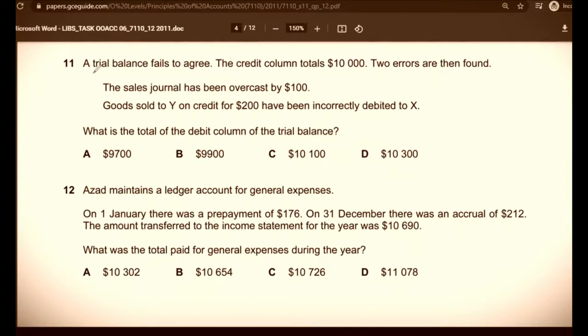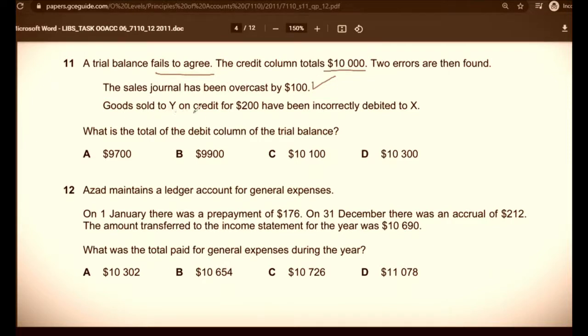Multiple choice 11. A trial balance fails to agree. The credit column totals $10,000. Two errors are then found. The sales journal has been overcast by $100, which means that my accounts receivable has been undercast by $100. So I have to reduce my sales journal by $100.